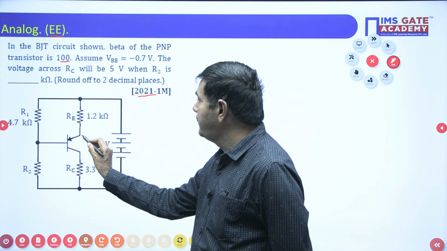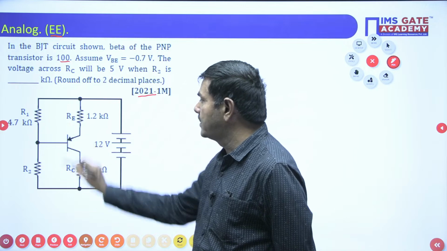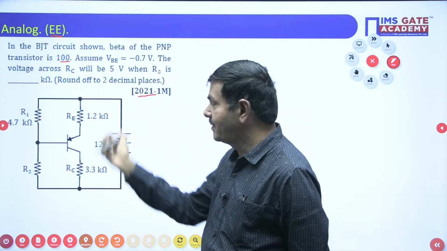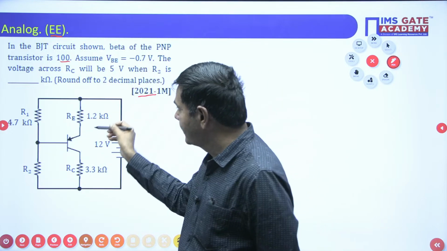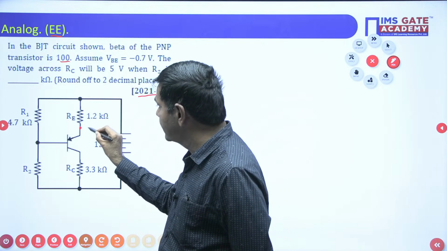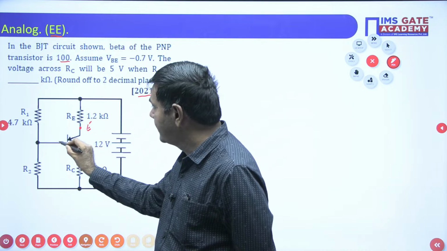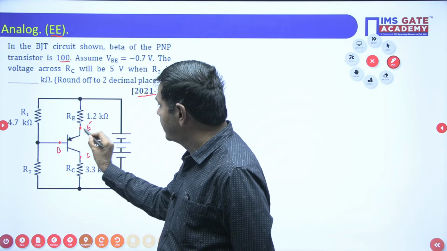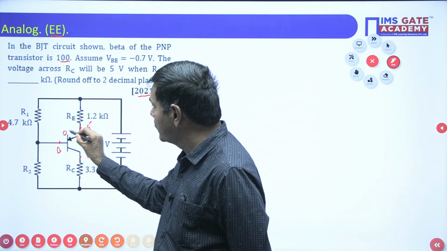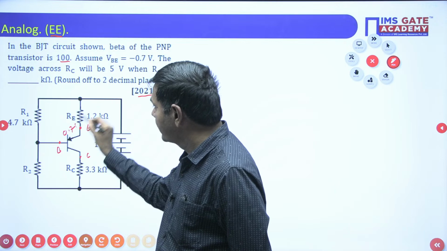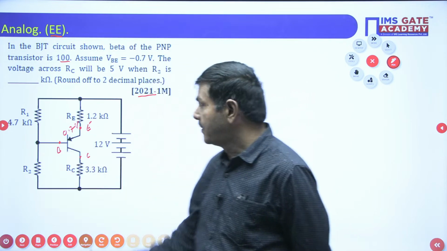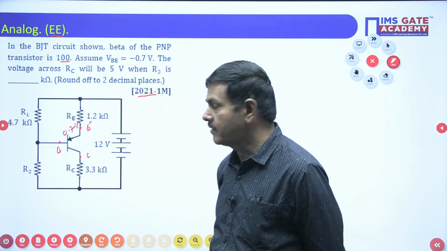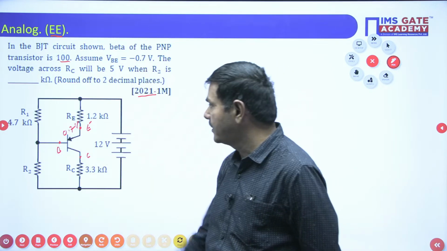VEB, emitter to base, means 0.7 only. Base to emitter means minus 0.7, because it's a PNP. This side is the emitter, this is the base, this is the collector. Emitter to base is 0.7 volts. Base to emitter is minus 0.7. Reverse means minus 0.7; in this direction 0.7.